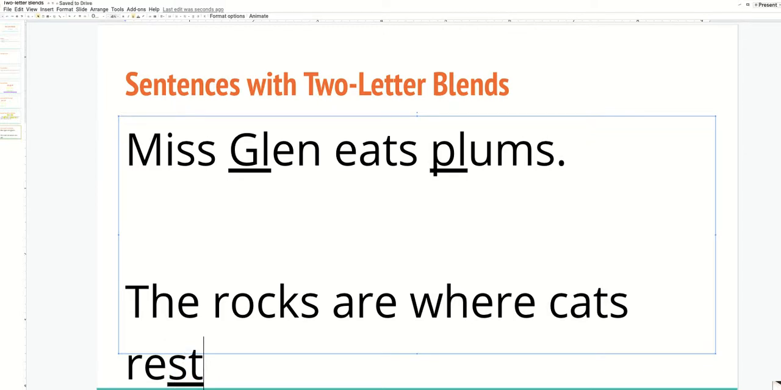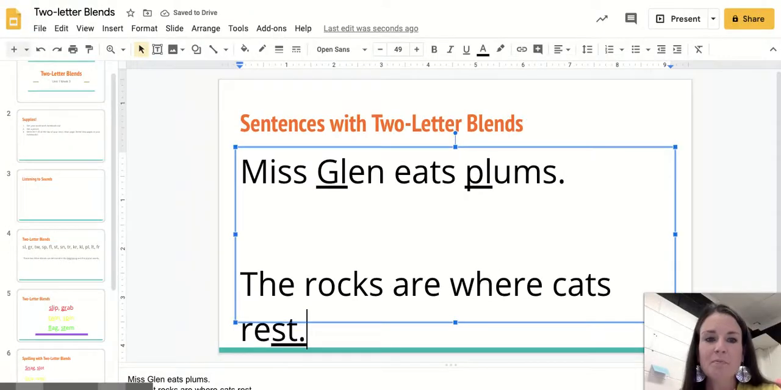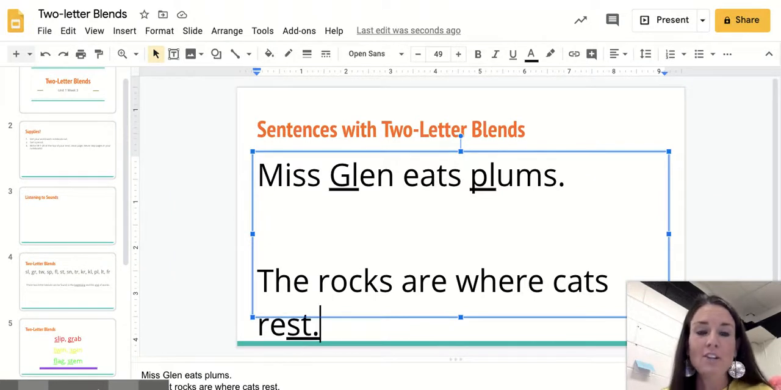Now we are going to put a period because that ends the sentence. So that needs a period because it's a telling sentence. The rocks are where cats rest. So that completes our sentence. So now we are done and we have finished our sentence, and so we are finished with our lesson today.